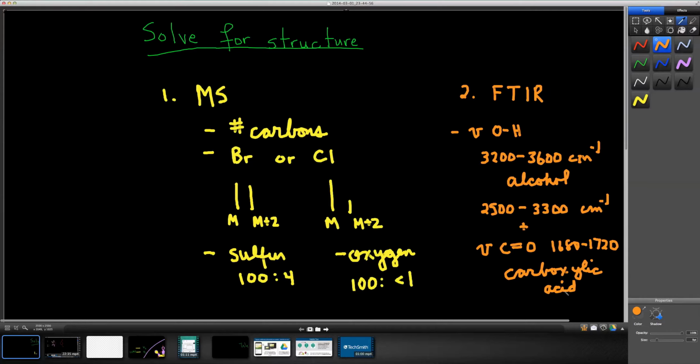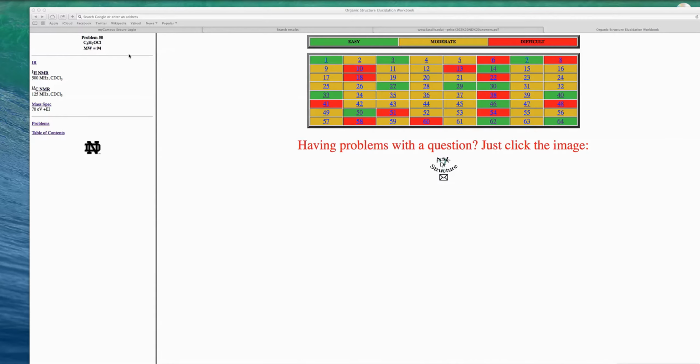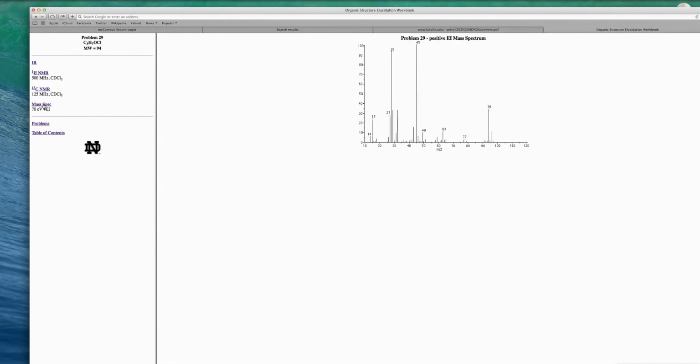And so what I would like to do for you at this time is to look at a couple of very simple examples and apply these first two steps. So what we're going to do is take a look at a spectral problem, one that's not too terribly difficult. And I simply want us to look at the mass spec.